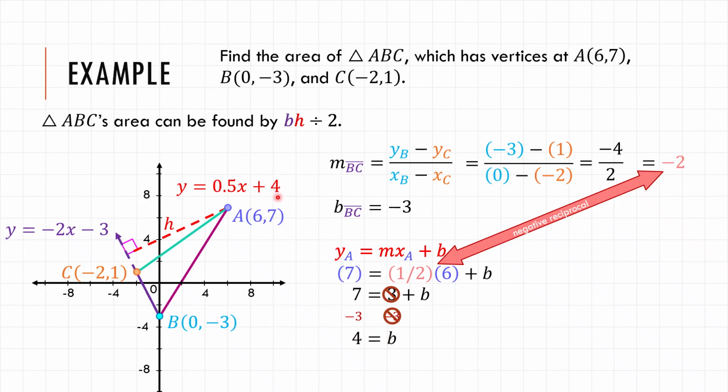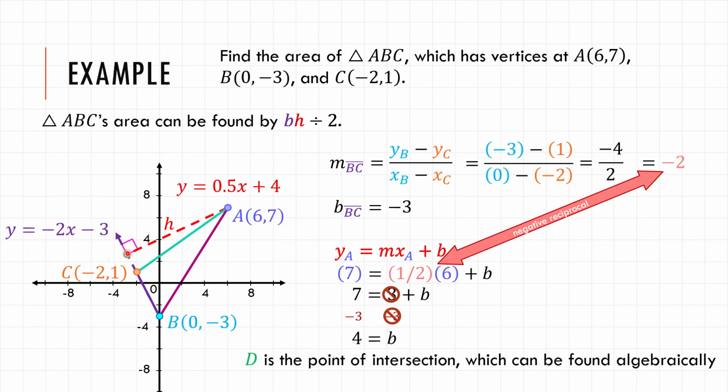The reason I've done all of this is because now I can use this line segment here and this line over here to find out this point right here. That I'll label point D, and that's the point of intersection between these two lines. And a point of intersection, the coordinates can be found algebraically quite easily.